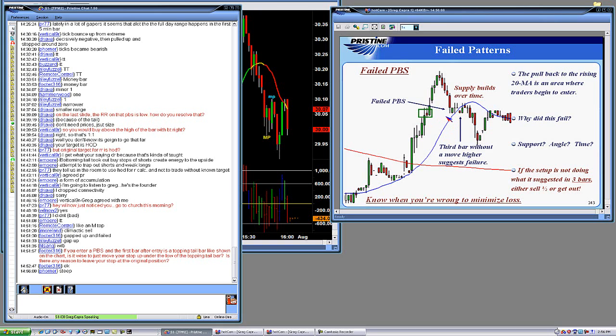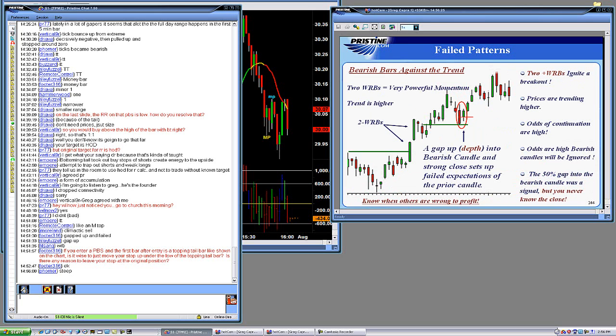Now, assuming that you entered on rising 20 MA support, and three bars later, reconsider what's going on there. Sharp move up, two wide range bars breaking out of a consolidation, right? And prices continue to move up. Now, odds are it's going to continue to move up.